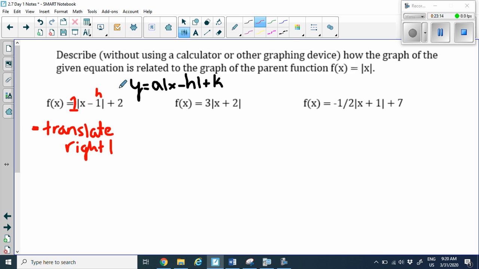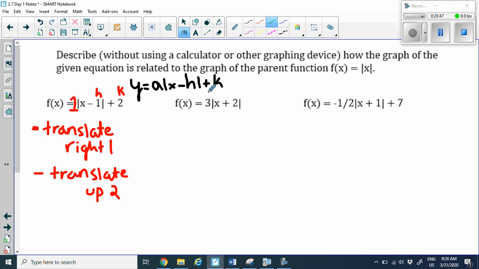And now I also see a k value. Because I have a positive k, that means I also translate up 2. Okay. So now let's go ahead and do the next one.